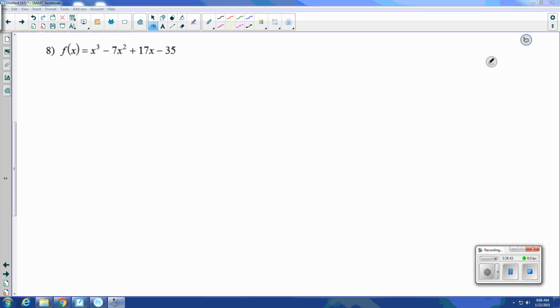Let's take a look at 8. Doesn't look like this thing could be factored. I don't see a grouping. There's no sum or difference of cubes. There's definitely no GCF involved. So we're going to jump over to our rational root theorem.